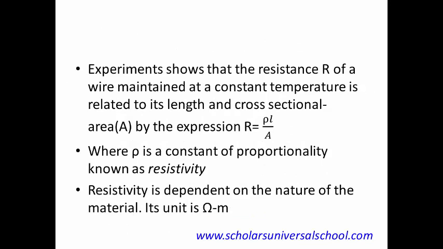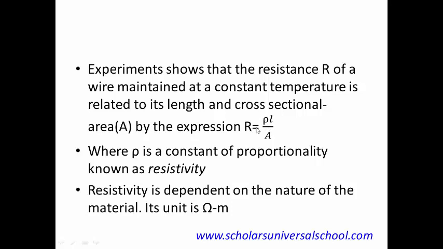Experiment shows that the resistance of a wire maintained at a constant temperature, when temperature is not changing, is related to its length and cross-sectional area by this expression: R equals rho L over A. This symbol is what we call rho, R-H-O. This resistance, measured in ohms, is equal to rho L over A, where L is the length and A is the area. From this expression, we can see that resistance is inversely proportional to area, and directly proportional to the length of the conductor.